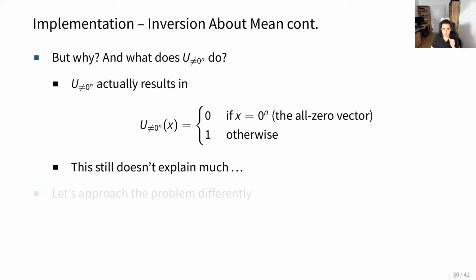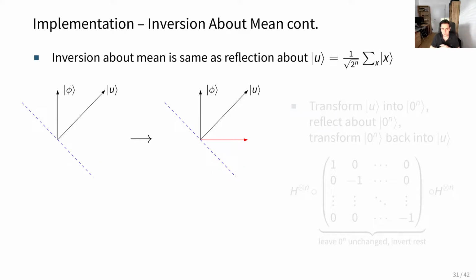Well, first, this large U function will return 0 if x is the all-0 vector. So if the input of the function is the all-0 vector, it will return 0, and it will return 1 otherwise. Again, we will see on the next slide, or the next two slides, why this is the case and why it's important and why this is actually correct. Because in this form, this still doesn't explain a lot. So let's approach the problem differently. And it turns out that the inversion we need, this inversion about the mean, is actually the same as the reflection about the uniform vector in this space here.